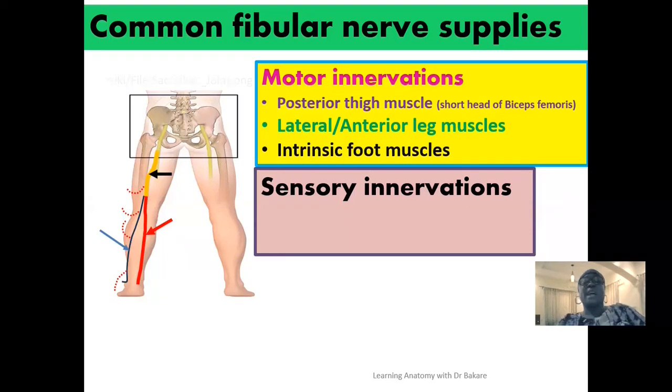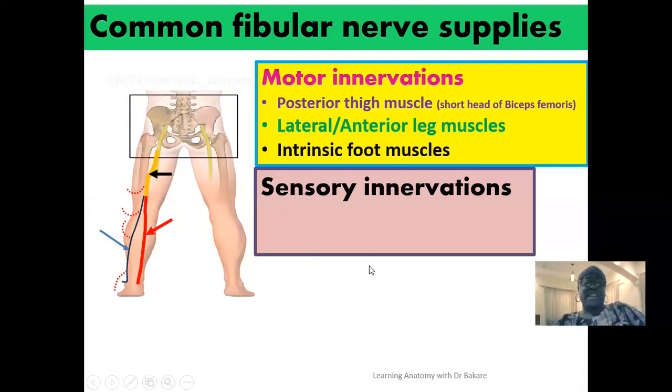In the thigh, we have it providing motor innervation for just one muscle, while in the leg, it is seen to provide motor innervations for muscles in the lateral and the anterior compartment of the leg. Also in the foot region, it is also seen to provide motor innervations for some intrinsic muscles of the foot. And as we go through with this lecture, we'll be seeing the specific branches that will emerge from the common fibular nerve and will be giving motor innervations to these specific regions.